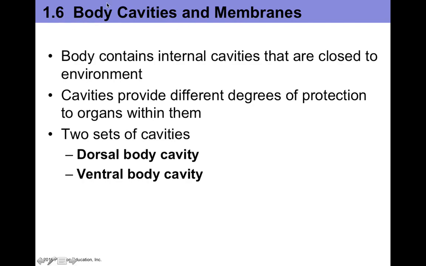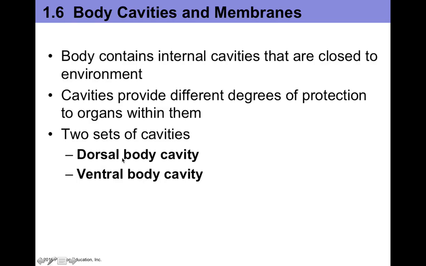Okay, in this video we're going to talk about body cavities and membranes. Now, the body contains lots of internal cavities that are closed to your external environment, and these cavities provide different degrees of protection to the internal organs within them. Now, we have two major body cavities, the dorsal and the ventral body cavity.